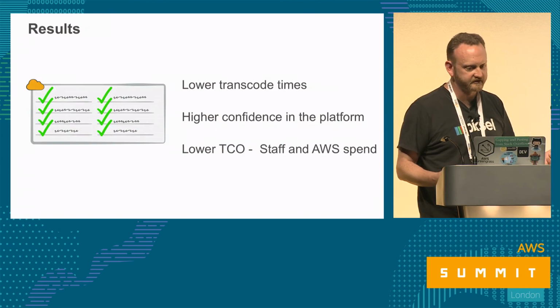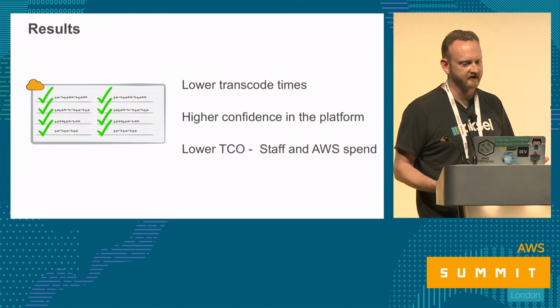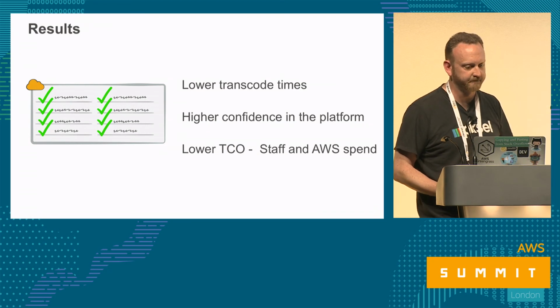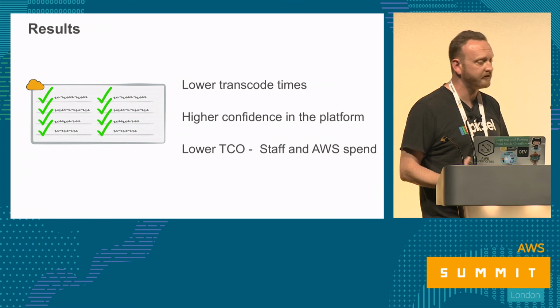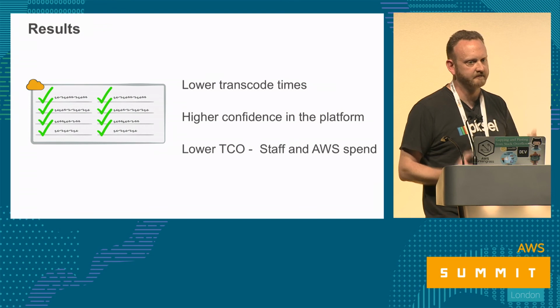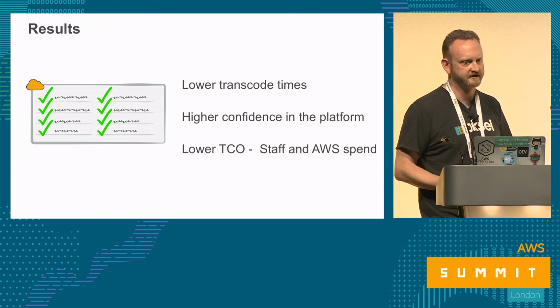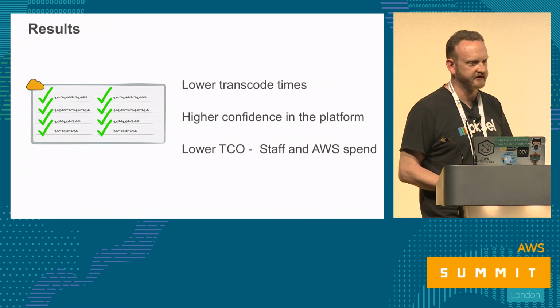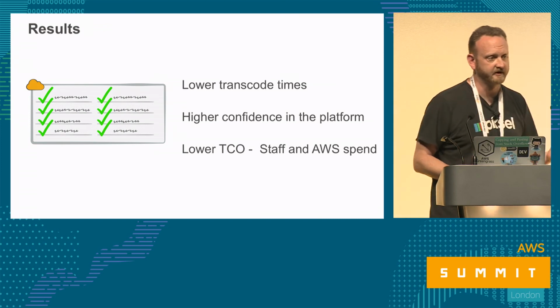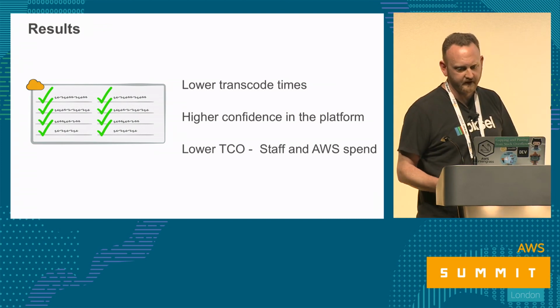So the results for us have been, we have lower transcode times for our customers. We have a higher confidence in the platform. It's almost entirely hands-off from the point of view of our engineering team. And that gives us a lower TCO, right? Our staff isn't spending so much of their time running the fleet. Our staff is spending their time doing work that we want them to do. And our AWS spend is lower because we can meet the latency requirements from our customers for things like transcode or API requests without running at peak all the time. We can scale the vast majority of our fleet up and down depending on load.